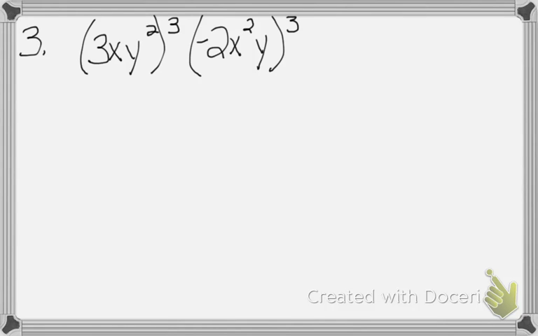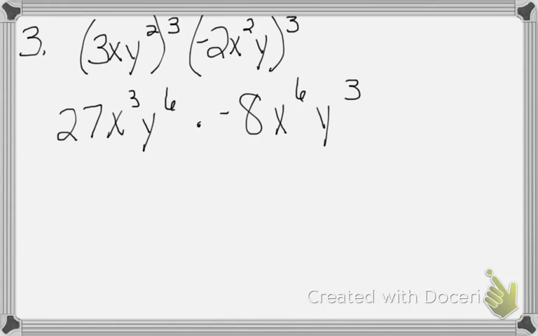Number 3, it's a power of a power. 3 to the third power is 27. X to the third, y to the sixth. Times negative 2 to the third power is a negative 8. X to the sixth, y to the third. Now, using a calculator, we multiply 27 times 8 is 216, but it's a negative 8, so it's negative 216. X to the third times x to the sixth, I add the exponents, get x to the ninth. Y to the sixth times y to the third is also y to the ninth.